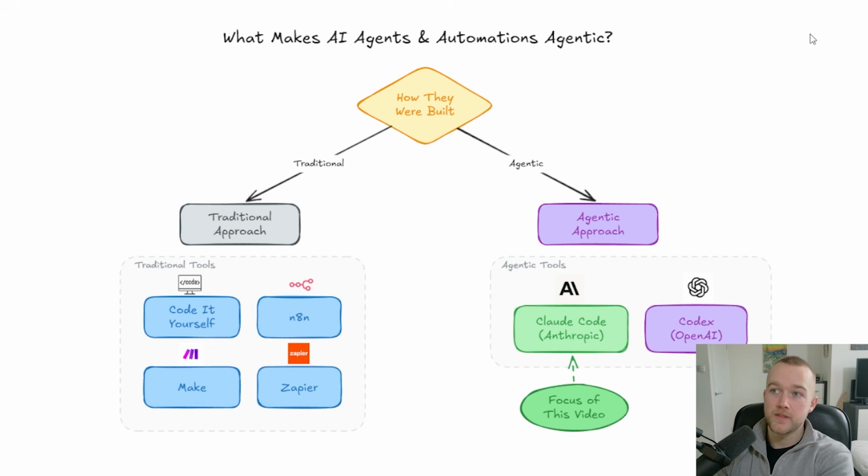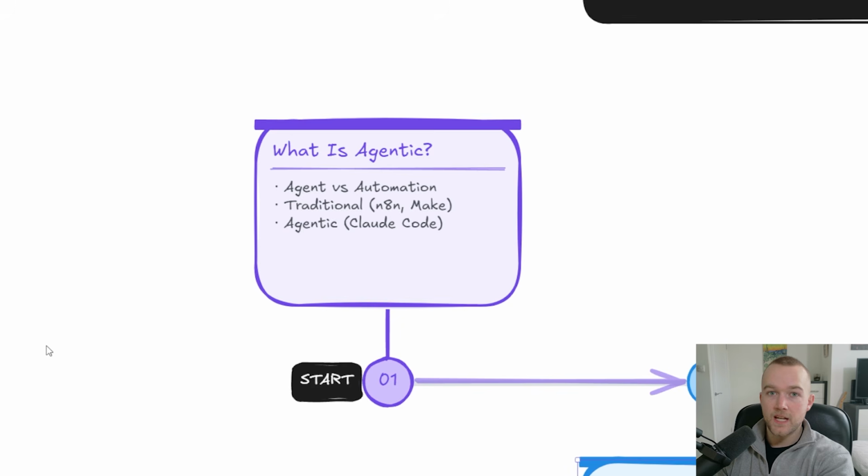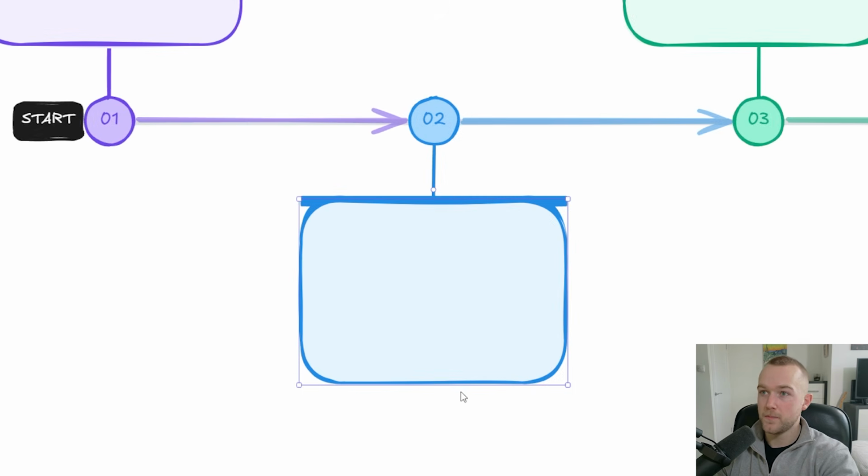So it really comes down to how they were built. So the traditional way of doing it is you could code them yourself, build them on things like n8n, Make, or Zapier. But the agentic way of doing it is using an AI agent to build your AI agent. That's pretty much the bottom line of what an agentic AI agent is. So in this case, we're going to be using Claude Code by Anthropic, but Codex is a good one from OpenAI as well.